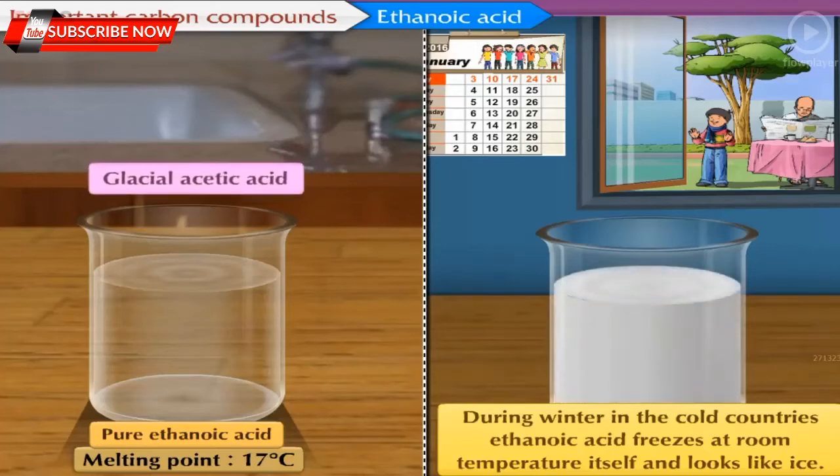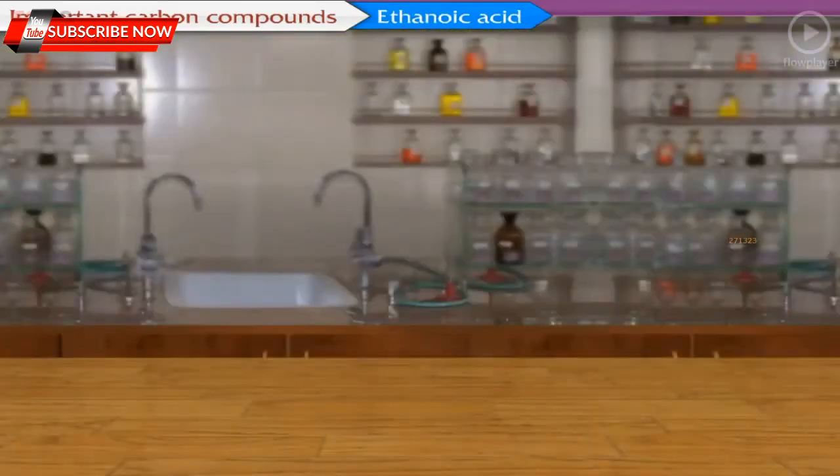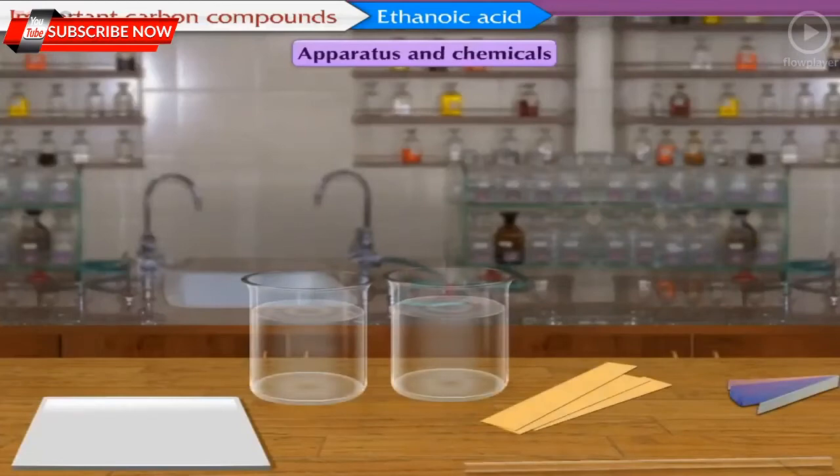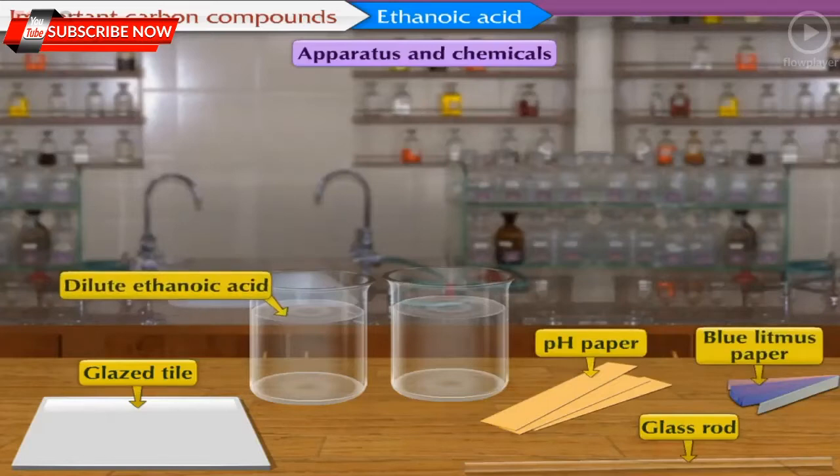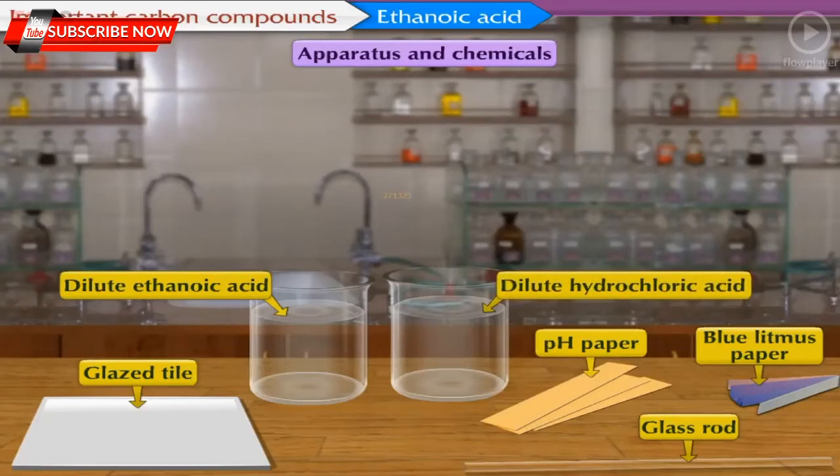Now let us perform an activity. Let us first see the apparatus and chemicals required to perform this activity. Apparatus: glazed tile, glass rod, pH paper, blue litmus paper. Chemicals: dilute ethanoic acid, dilute hydrochloric acid. Now let us perform the activity.